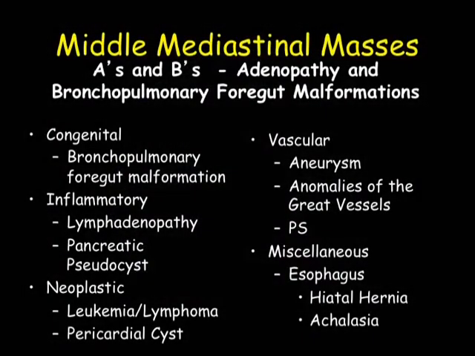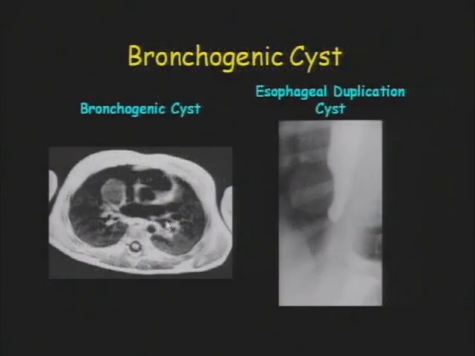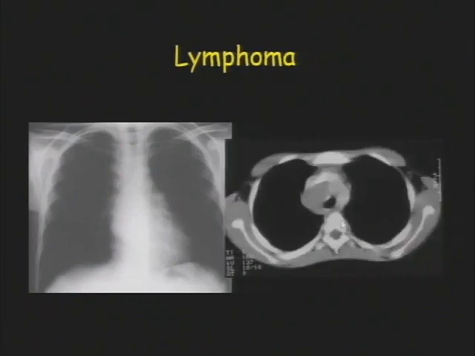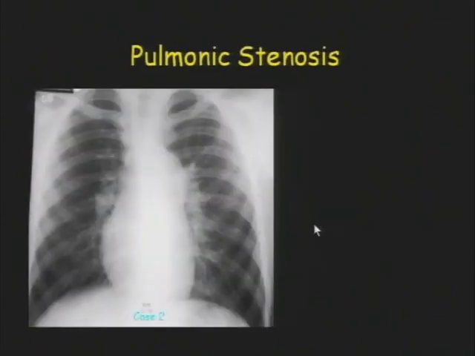Middle mediastinal masses, A's and B's, adenopathy, and bronchopulmonary foregut malformations. Bronchogenic cyst and esophageal duplication cyst, we talked about those a little bit already. Lymphoma, very common in the middle mediastinum. Here you can see middle mediastinal adenopathy in this particular patient.